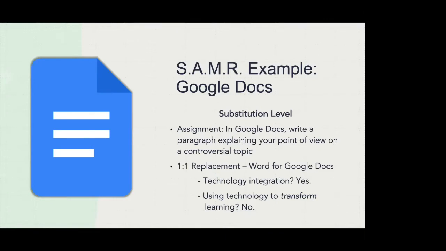So for SAMR, when we're thinking about the substitution level, that first level of this model, let's say that we have an assignment, right? And that assignment is to go into Google Docs and write a paragraph explaining your point of view on a controversial topic, right? What we've done essentially is we have just replaced Word, like Microsoft Word, or even a pen and a piece of paper, with Google Docs, right? We haven't really done anything extra with it. Is this technology integration? Yes, absolutely. We've taken something that used to be more of an analog process and we have digitized it.